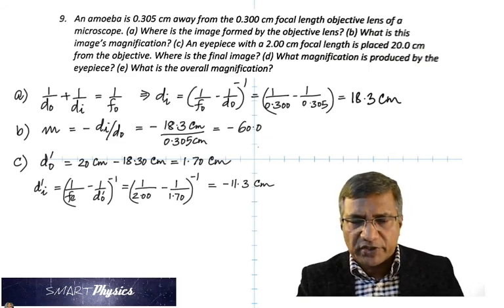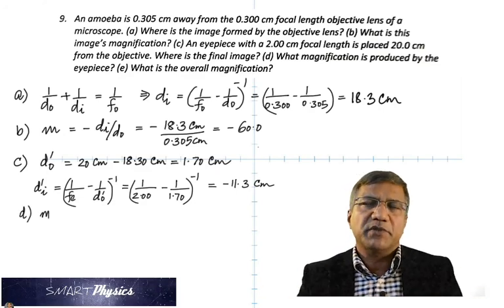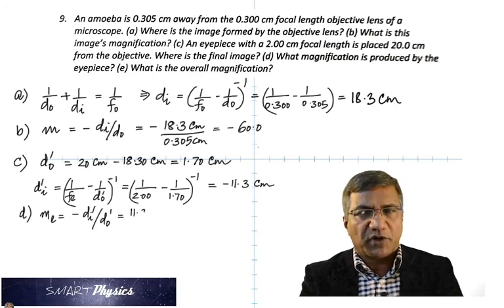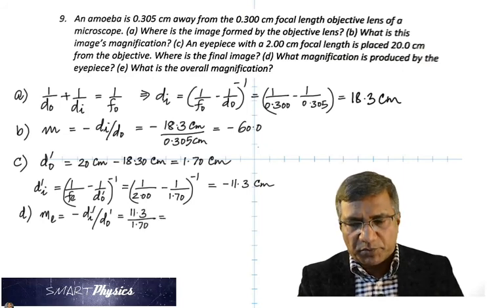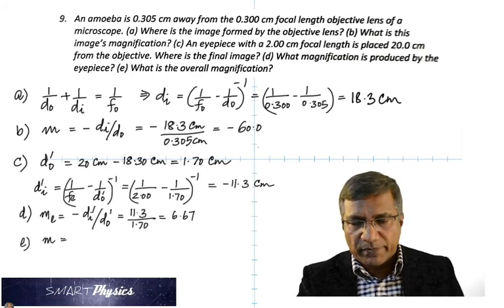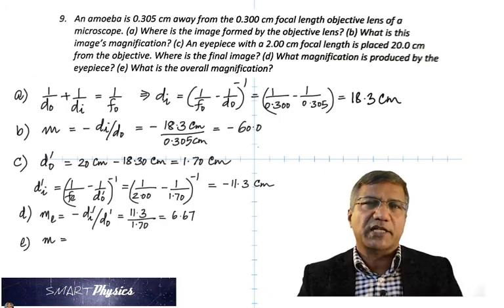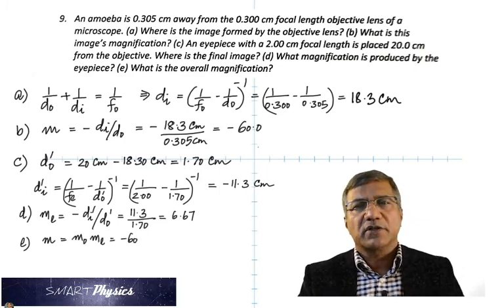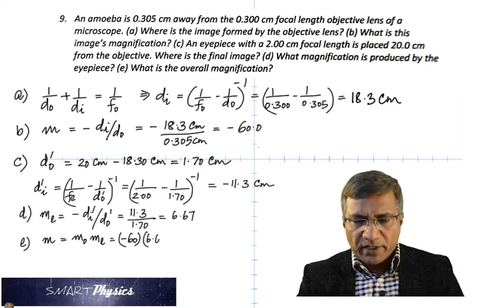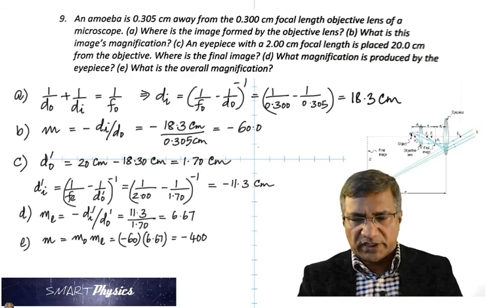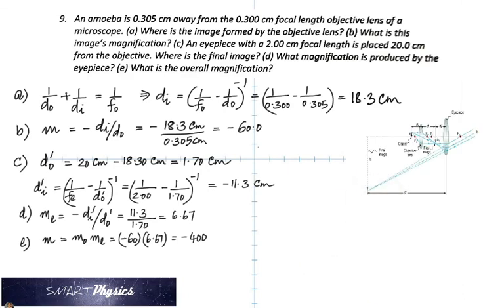And finally, what magnification is produced by the eyepiece? Again, use m is equal to negative DI by DO. We got the DI prime, which is negative 11.3. Remember, two negatives make a positive. That's why there is no negative there. Divide by 1.70, which gives 6.67. Finally, what's the overall magnification? The overall magnification is the product of the individual magnifications of the objective and the eyepiece. And so minus 60 times 6.67 would give negative 400.